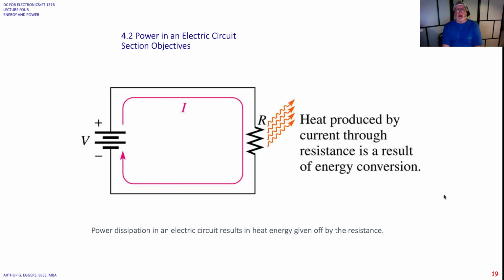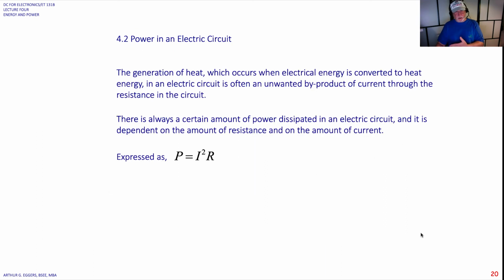So if we look at what goes on in a circuit with I squared R loss, current through a resistor, as it heats up, as the electrons start colliding with each other, we end up with heat loss. And this is just showing a radiation of heat produced by current through a resistance as a result of energy conversion. Power dissipation in an electric circuit results in heat energy given off by the resistance. Sometimes that's a good thing. Sometimes that's not so good.